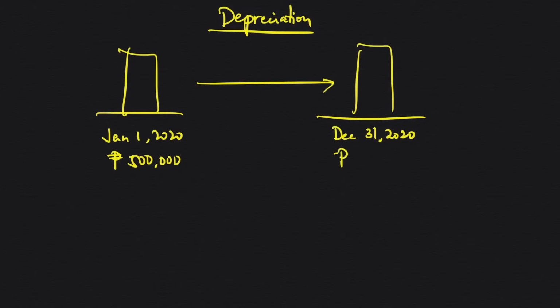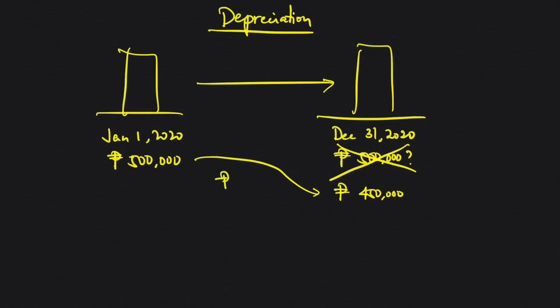Would it still be 500,000? Of course not, because the building underwent environmental conditions, for example, rain, dust, etc. And because of that, the value would actually go down. Let's say down to 450,000. The decrease in value here, 50,000, is actually the depreciation.